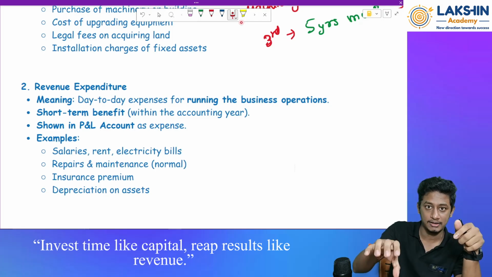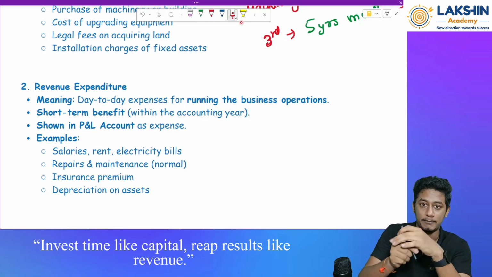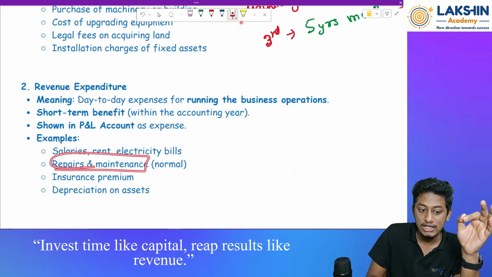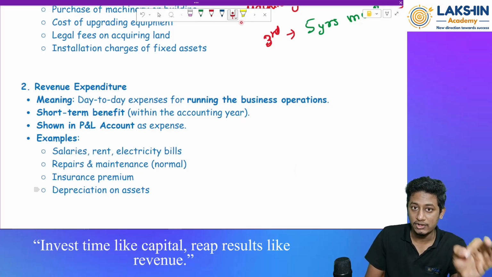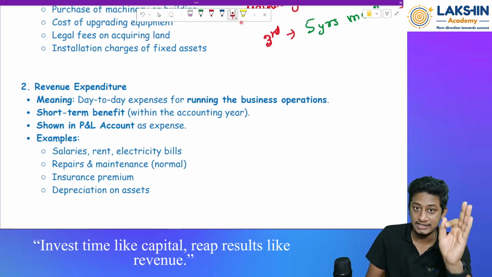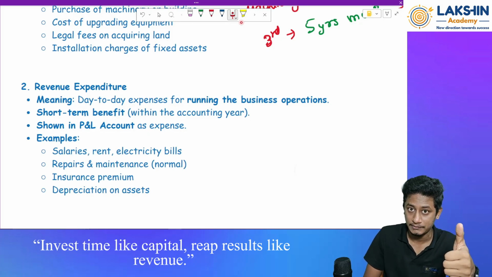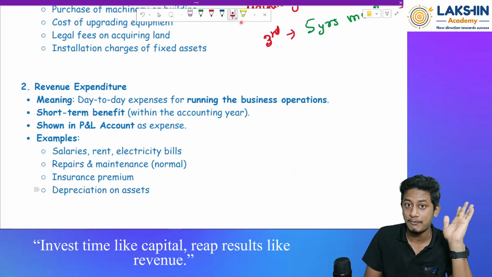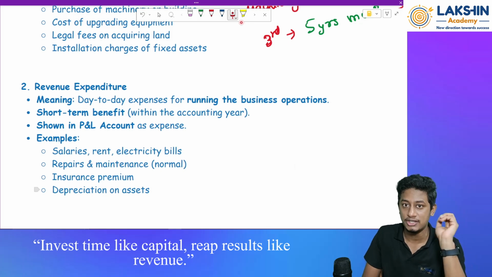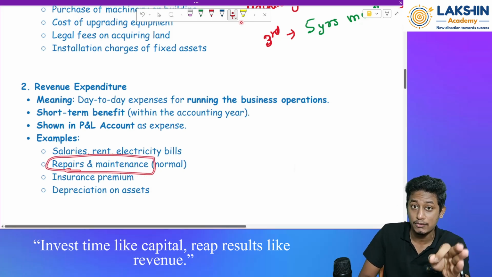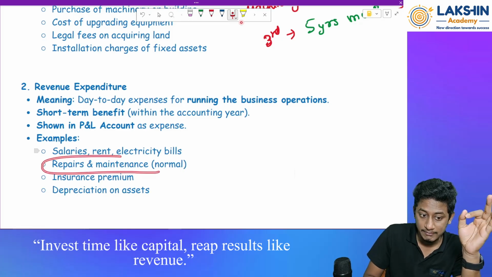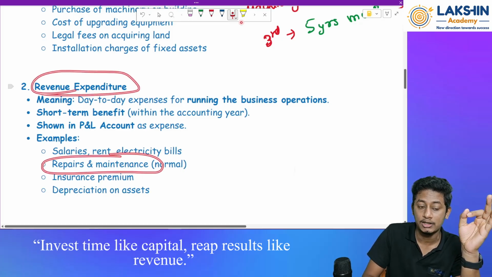See, whatever oil you change, will it give you a benefit of more than 1 year? No. Generally, it is recommended to change the oil every 6 months, right? So that means only for 6 months it will be valid. Again, after 6 months you need to change your oil, right? So because of that, it will be a recurring expense, and it will give you a short term benefit. So whatever repairs and maintenance you incur will be a revenue expenditure.